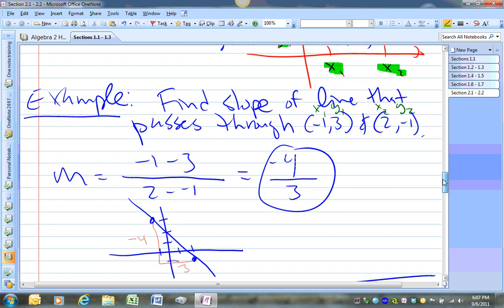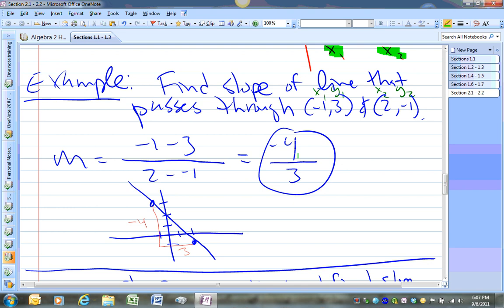So, for example, find the slope of a line that passes through the points (-1, 3) and (2, -1). You take the change in y values, which is -1 minus 3 or -4, and the change in x values, 2 minus -1, and you get -4 over 3. And you can see right here, by plotting the points, from the first point (-1, 3), we go down 4, and then to the right by 3. That explains why we have -4 over 3.